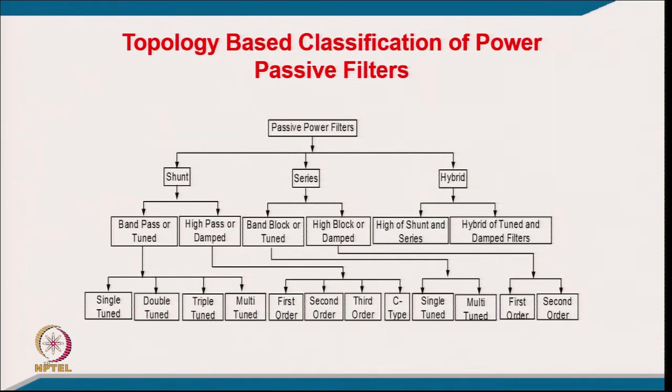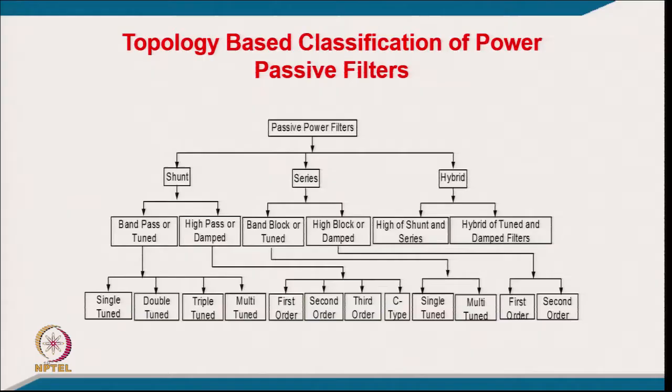So, we take care by using this high pass or damp filter in parallel to the tuned filter, and it can be first order, second order, third order or C type of damp filter. This is to cover a very wide range of the higher order frequency spectrum, so that the disturbance to the communication system is not there, and all the higher order harmonics generated by this converter or nonlinear load are absorbed locally by the shunt filter at the point of common coupling. So, this almost becomes a mandatory requirement.